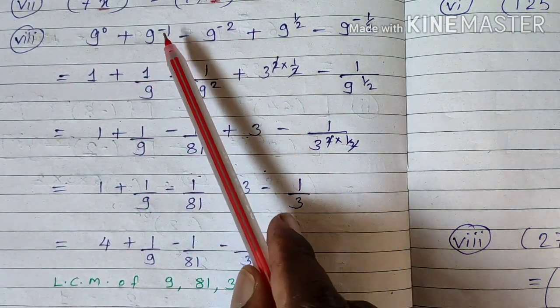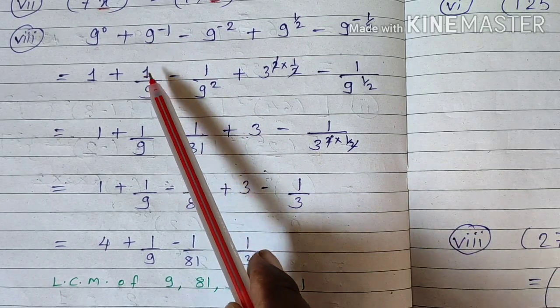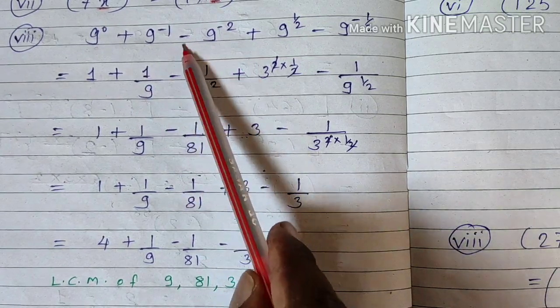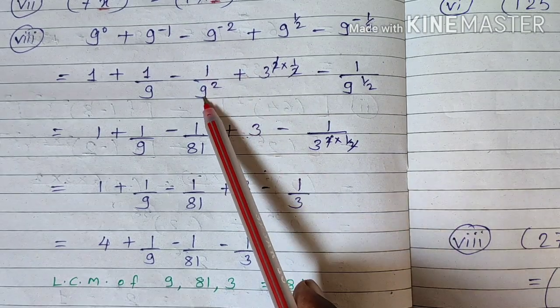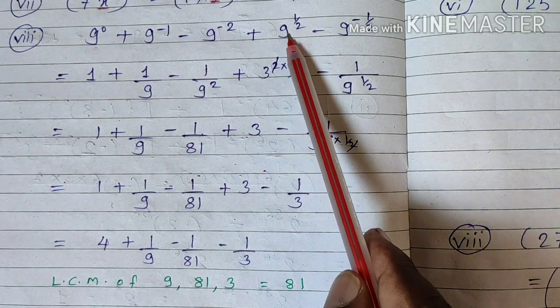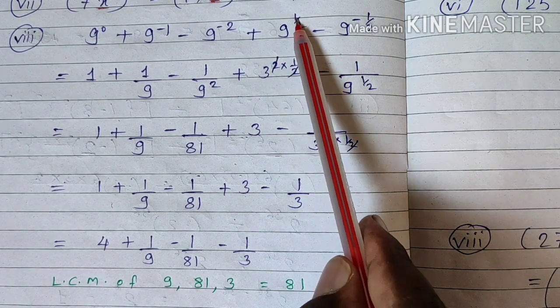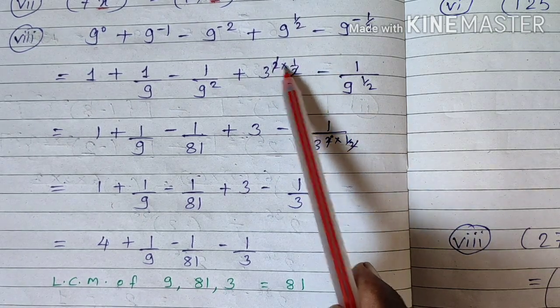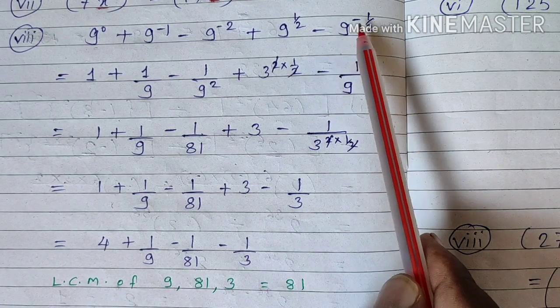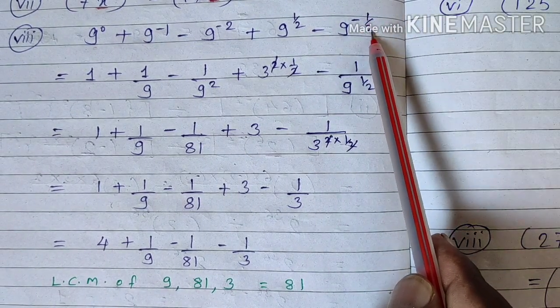To make it positive, what we have done? 1 upon 9. Minus sign. Again to make it positive, 1 upon 9 square. So this 9 can be written as 3 square and 1 by 2 as it is. So 2 get cancelled. Minus 9 raised to minus 1 by 2.